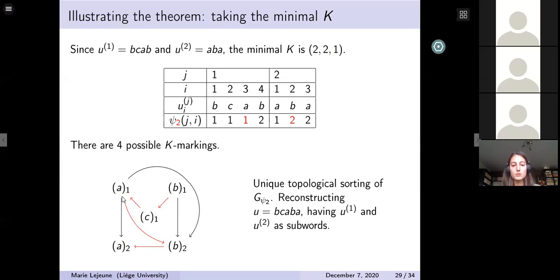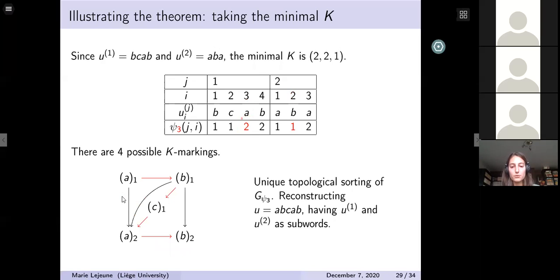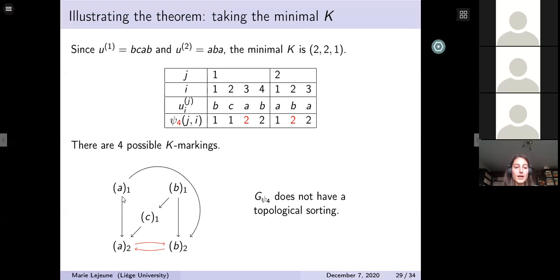And so let's continue. The third K marking, I put a 2 here and a 1 here. I have another graph, and I still have a topological sorting, which is unique since I have a Hamiltonian path. And it gives me another word, A, B, C, A, B, that has U1 and U2 as subwords and 2 A's, 2 B's, and 1 C. And I still have one possible K marking, which has a cycle, so which won't give any word U.